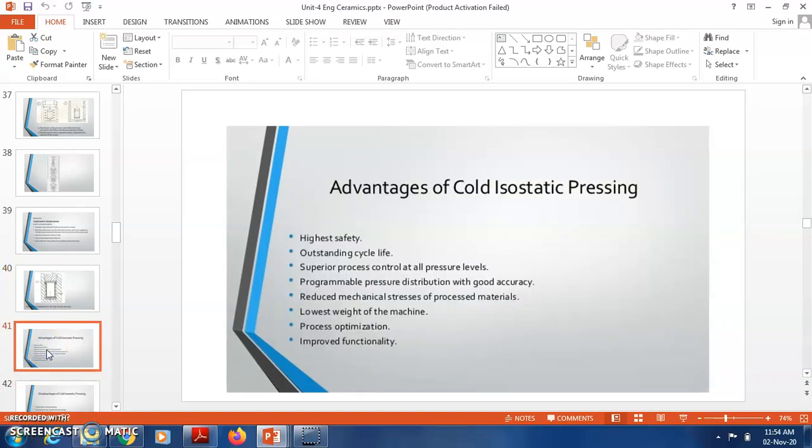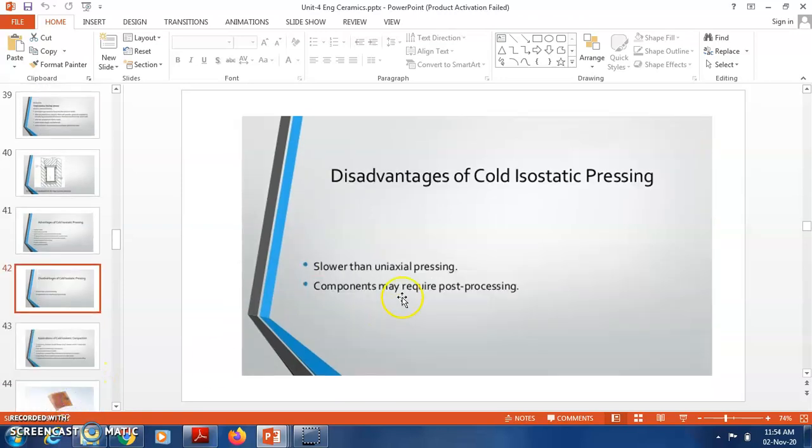The advantages of cold isostatic pressing are highest safety, outstanding cycle lifetime, superior process control at all pressure levels, programmable pressure distribution with good accuracy, reduced mechanical stresses on processed material, lowest weight of the machine, process optimization, and improved functionality. The disadvantages of cold isostatic processing are that it is slower than uniaxial pressing, and components may require post-processing.